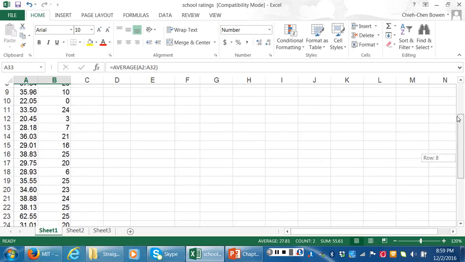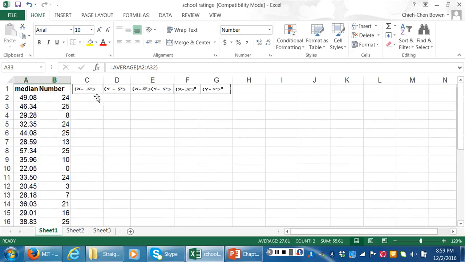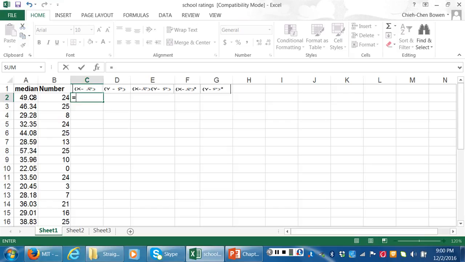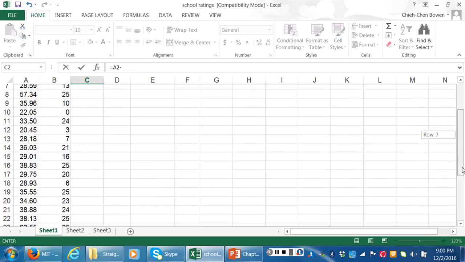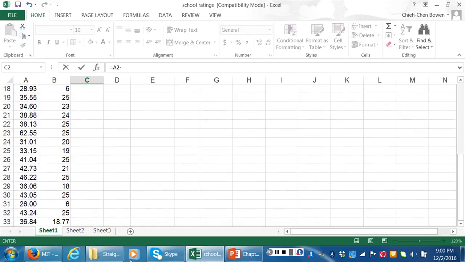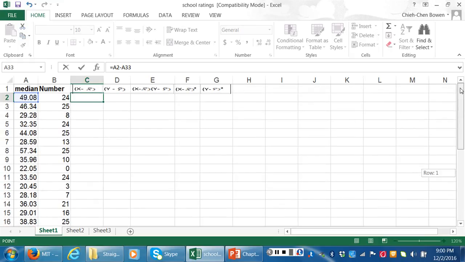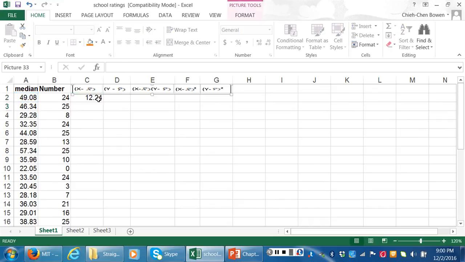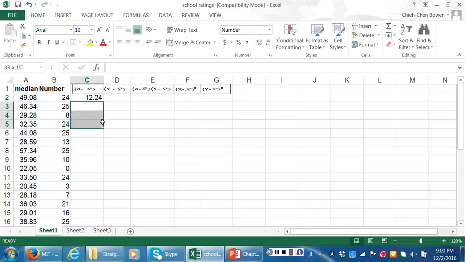Okay, so let's get busy. X minus x bar. Equal sign, x minus x bar, which is all the way at the bottom, 36.84. And to allow the copy and paste, we have to put a dollar sign there, so it will fix the value for you. Okay, so here is your x minus x bar.